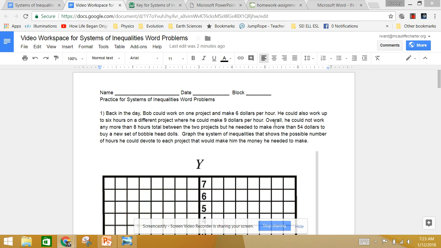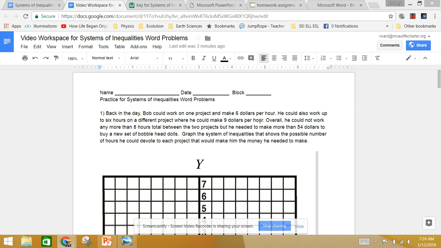So we have this situation. Bob can work on one project and he can work on another one. So he can work on one project and make $6 an hour. He can also work up to 6 hours on a different project where he could make $9 per hour. Overall, he could not work more than 8 hours total between the two projects, but he needed to make more than $54 to buy a new set of bobblehead dolls. So we're supposed to come up with a system of inequalities, graph it, and show the possible numbers of hours he could devote to each project that would make him the money he needed to make.